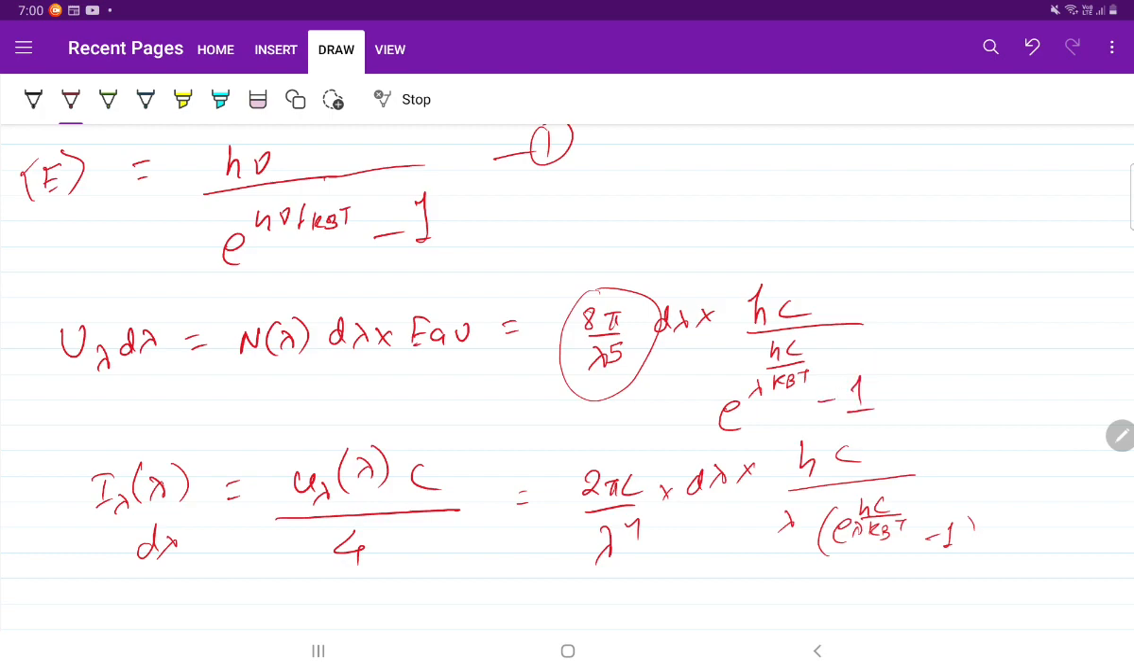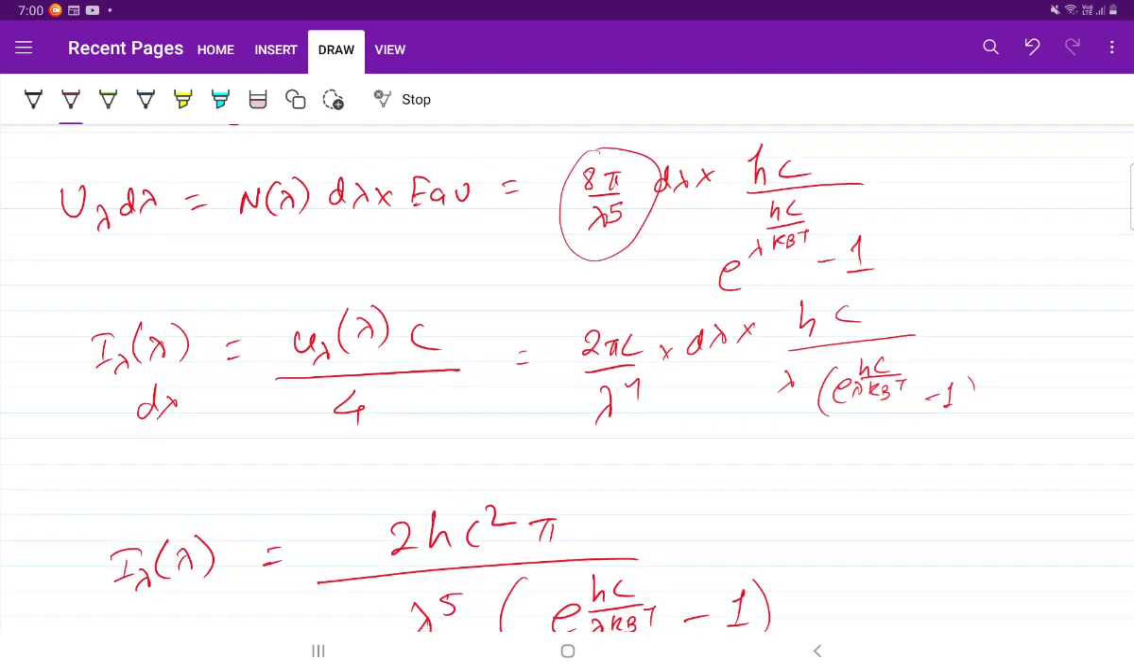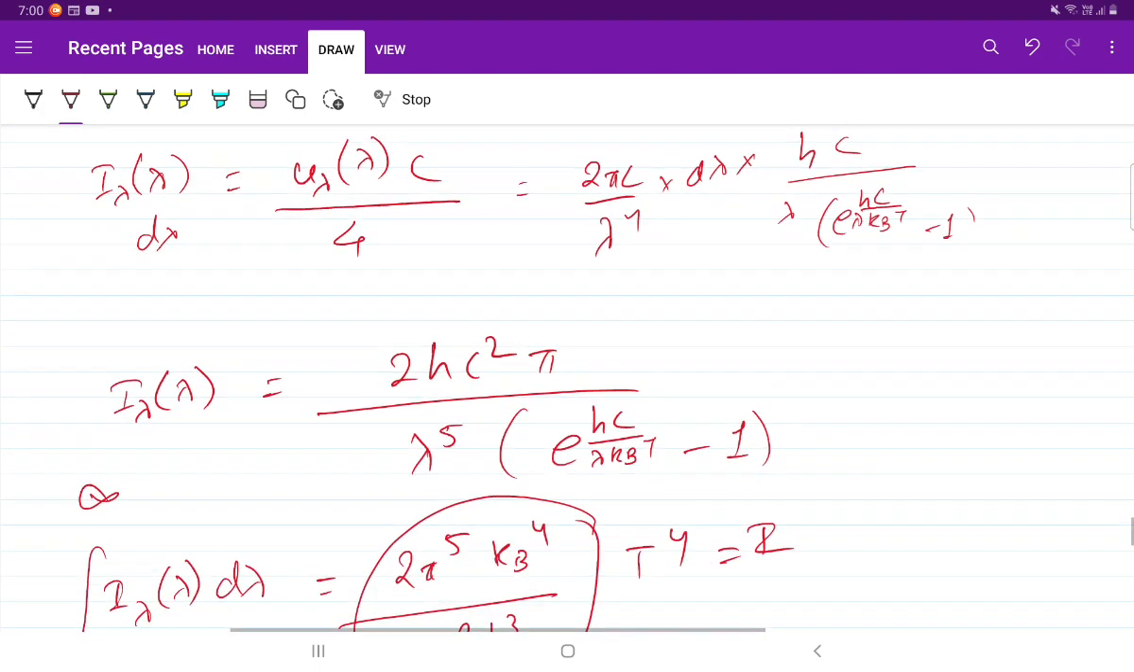Then we know that I lambda equals u lambda into c by 4, as we described at the first. Then further evaluation will give I as a function of lambda. Integrating I as a function of lambda over the whole wavelength, we will get some intensity.